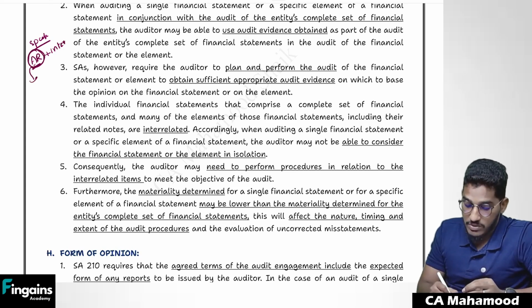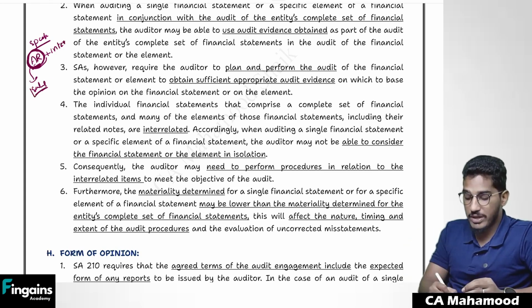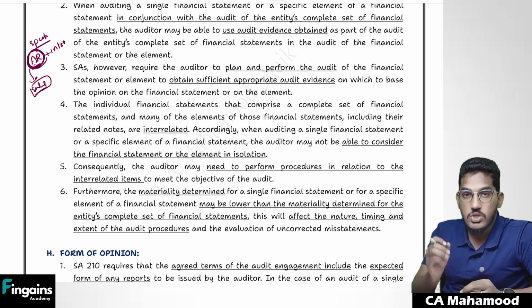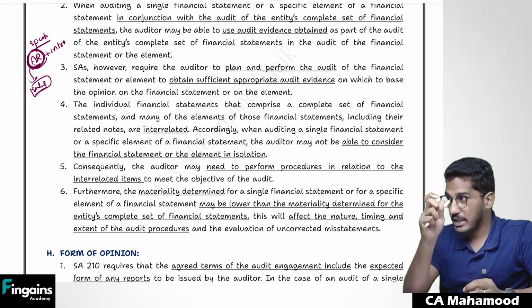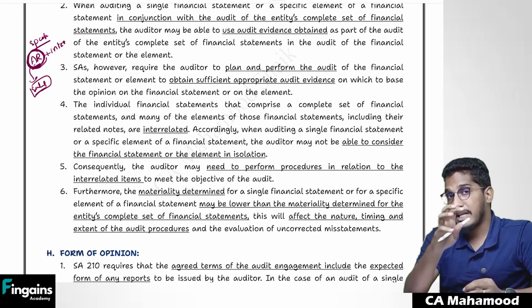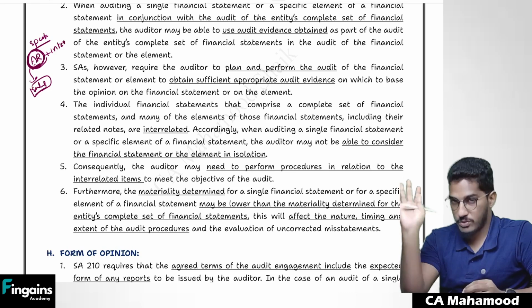For example, accounts receivable is going to arise out of sales. In order to verify whether this accounts receivable is correct or not, sometimes I have to go to the sales area and also try to obtain some evidence. So when the client is specifically asking you to conduct audit of a specific element, that element might have some interrelated items. You need to perform audit procedures on those interrelated items also.